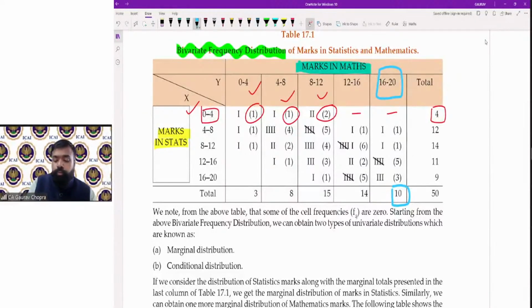Now how many students are there in total? So you can see the gross total column. This denotes 50 students. Whether you are talking about mathematics or statistics, there are in total 50 students who have appeared for the test.